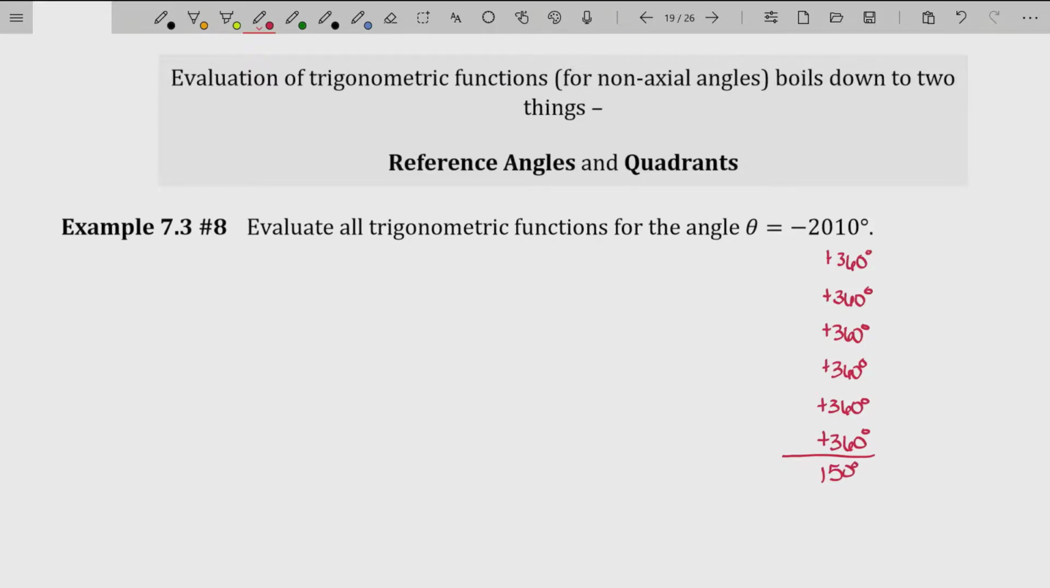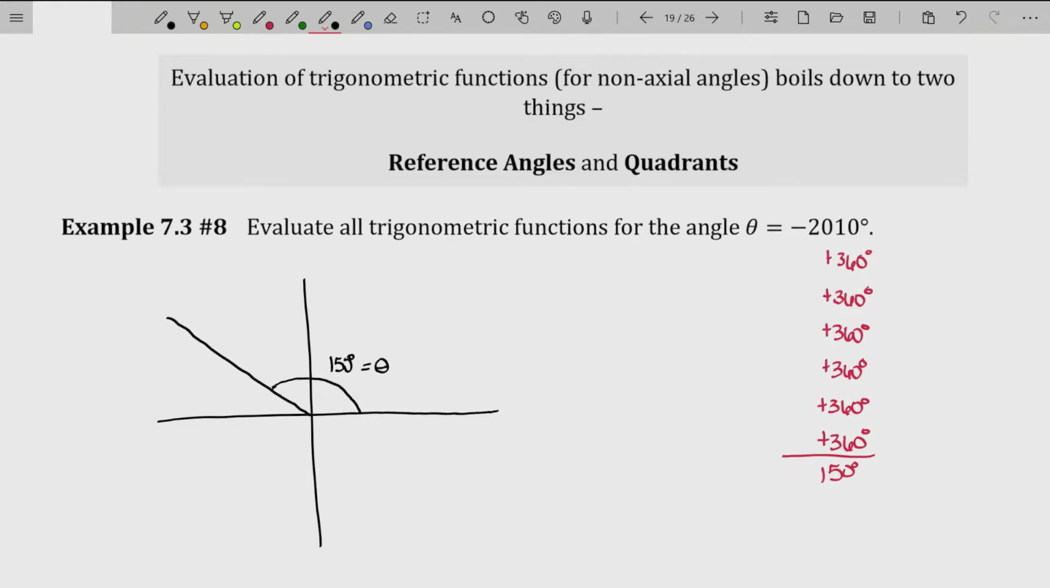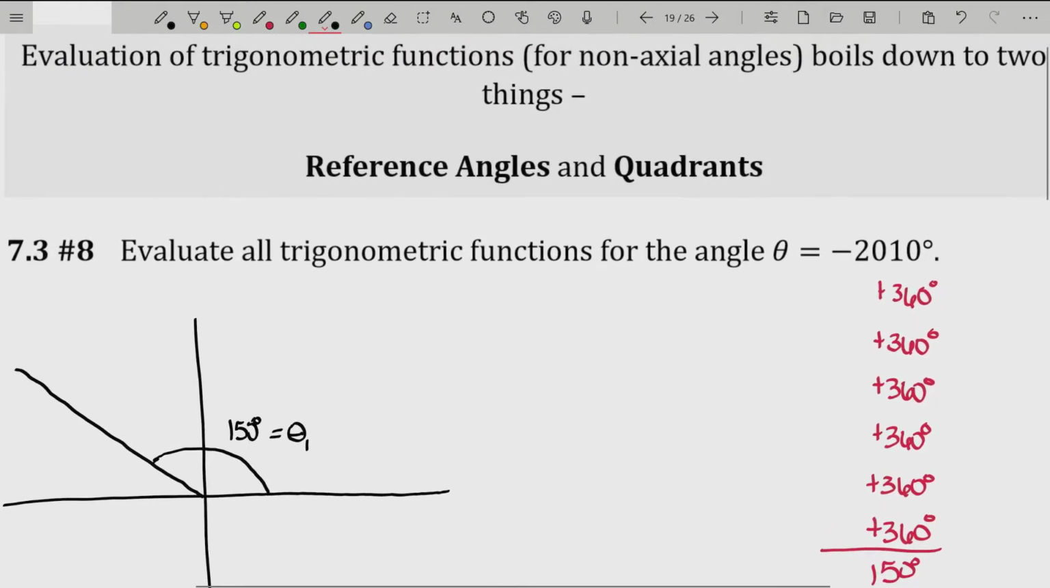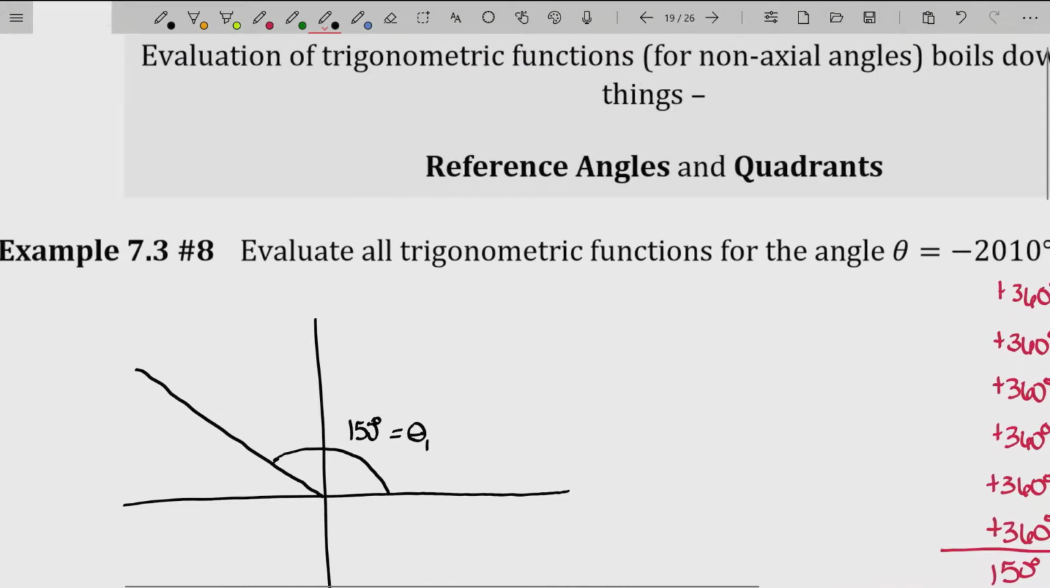So really this angle that we're dealing with is going to land us in quadrant 2 at 150 degrees, all said and done. So there we go. It's a 150 degree angle. I'll call that theta. Now, even though that's not theta, maybe I shouldn't have called that theta. I'll call it theta sub 1 because they labeled theta as negative 2010 degrees. So labeling it something different is kind of nice.